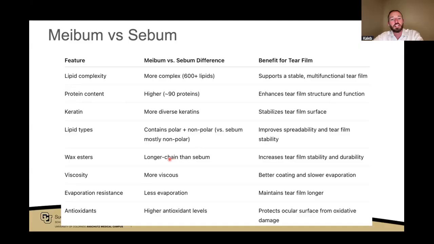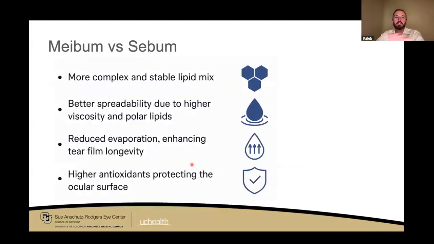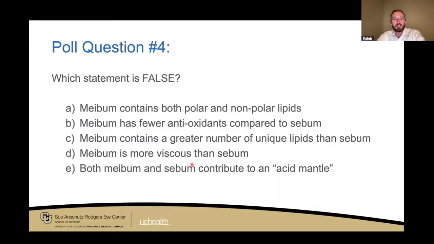There are longer chain wax esters in meibum compared to sebum. Meibum is a lot more viscous than sebum, which means that it helps more with evaporation. There are also way higher levels of antioxidants and anti-inflammatory components in the meibum compared to the sebum. So in general, meibum is far more complex than sebum, with more antioxidants and more anti-inflammatory aspects, and it's really tailored specifically to the ocular surface. It spreads better on the ocular surface than sebum would. It's going to help with reducing evaporation better than sebum would, and again, higher antioxidants.